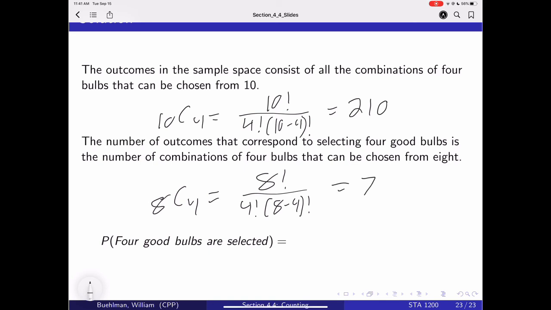So the probability that 4 good bulbs are selected is equal to 8 choose 4 divided by 10 choose 4, which is equal to 70 over 210, which is equal to 1/3. So the probability that we choose 4 good bulbs is 1/3.